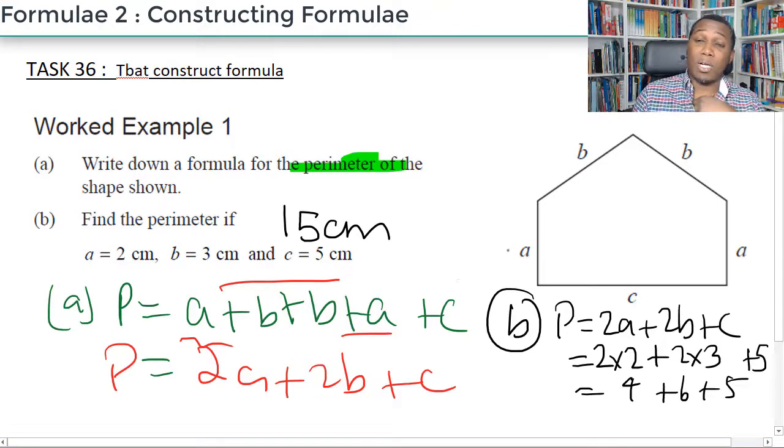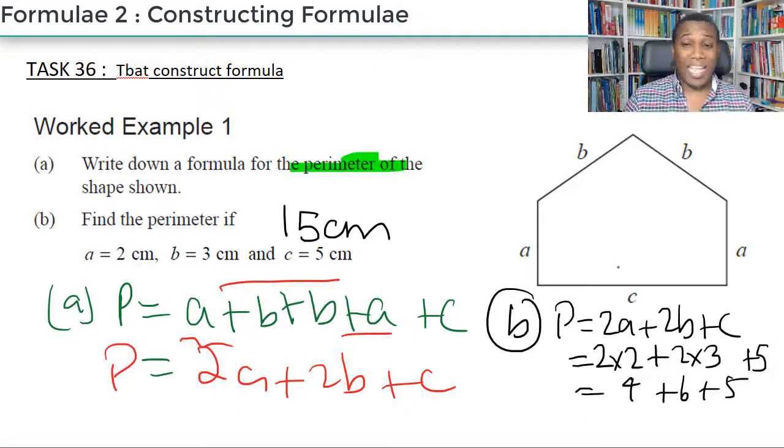If you did it your way, but if you didn't set up the formula, you would have just gone 2 plus 3 is 5, plus 3 and 2 is 5, and then another 5 for C, giving 15. But as I said, if I change the numbers, okay, now A is 7, B is 8, C is 13.